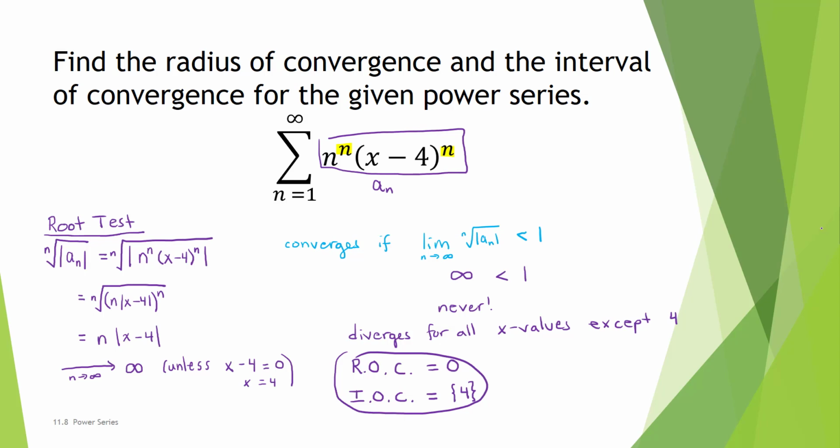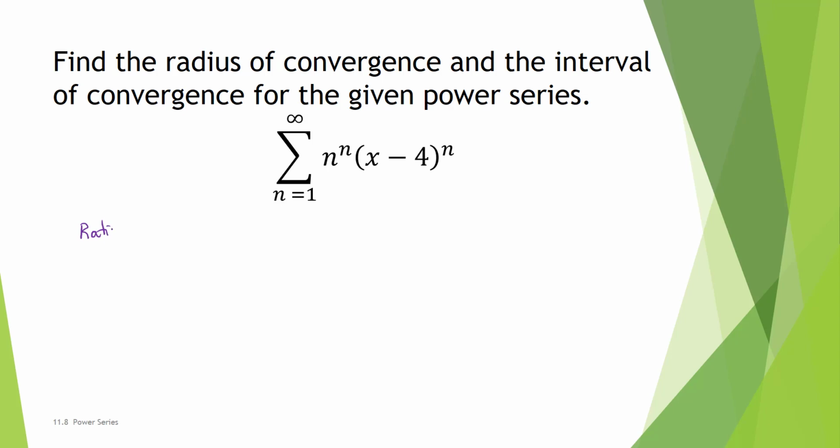Now, I used the root test here, but your gut reaction might be to use the ratio test. So I want to take a moment and show you how that would go. For the ratio test, we will look at the absolute value of a sub n plus 1 divided by a sub n, which is the absolute value of (n plus 1) raised to the n plus 1 power times (x minus 4) to the n plus 1 divided by n to the n power times (x minus 4) to the n.